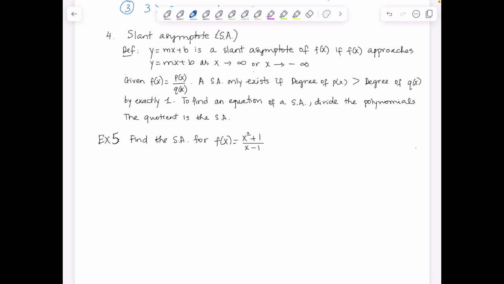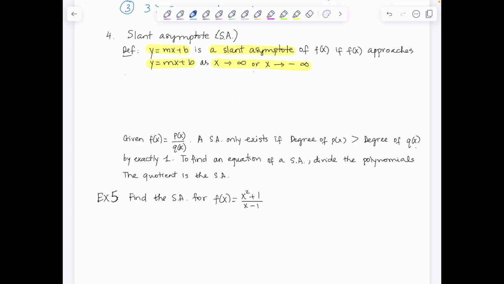The last type of asymptote is the slant asymptote. y equals mx plus b, which is the equation of a linear function, is a slant asymptote of f of x if f of x approaches that exact line, y equals mx plus b, as x approaches infinity or x approaches negative infinity. Here's a scenario to help you picture what it looks like.